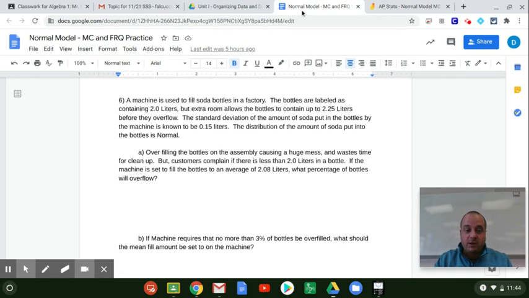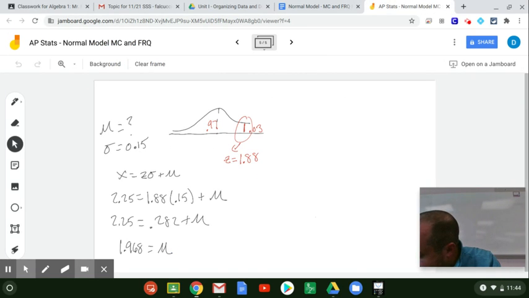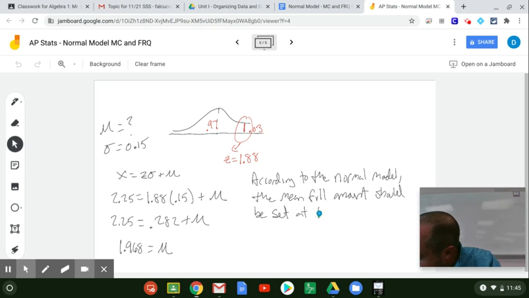So if we look specifically at what the question's asking us here, what should the mean fill amount be set to on the machine? According to the normal model, the mean fill amount should be set at 1.97 liters, so only 3% of bottles are overfilled.